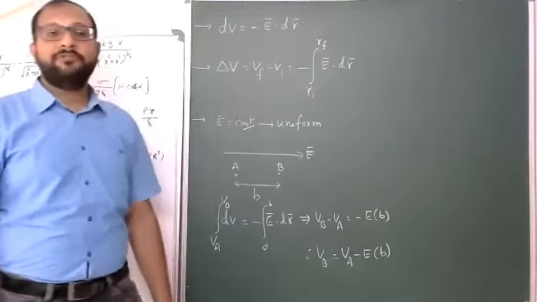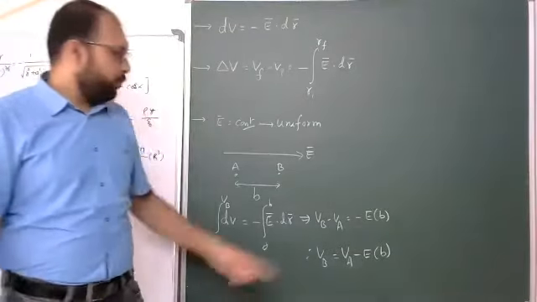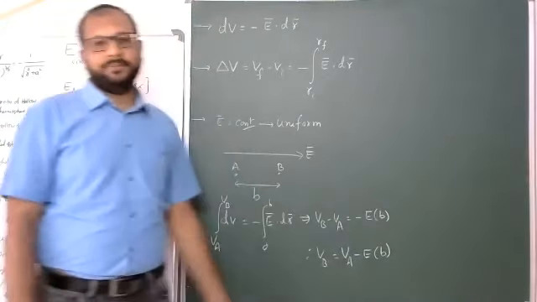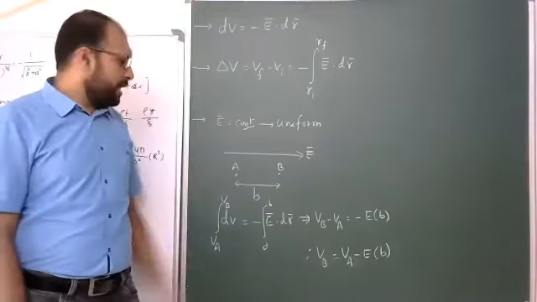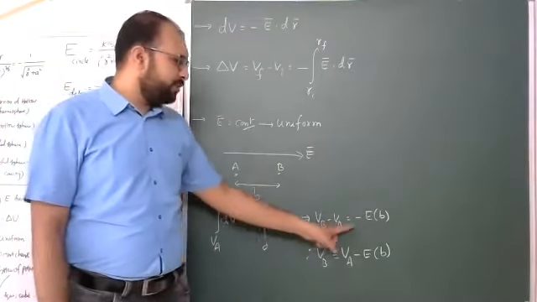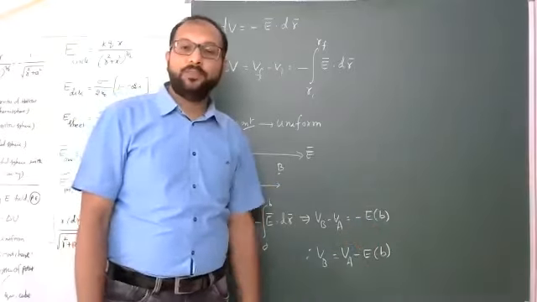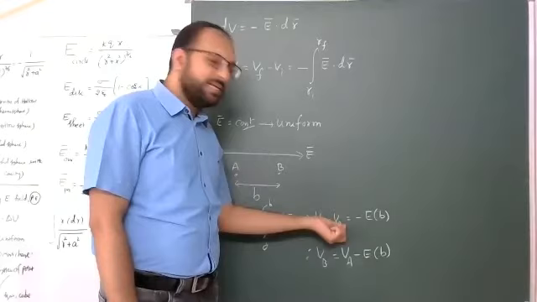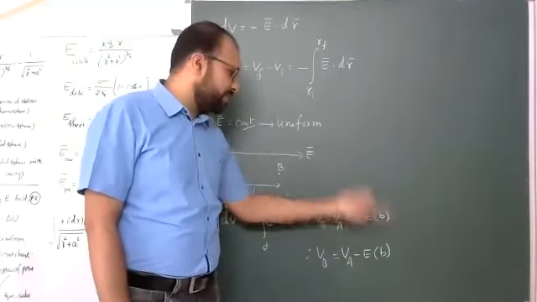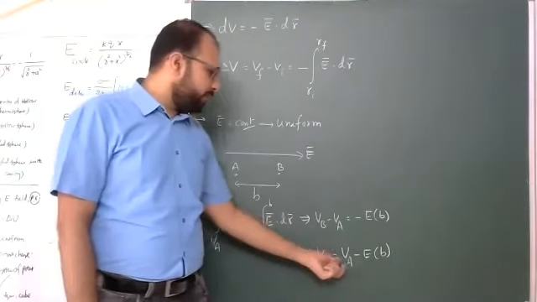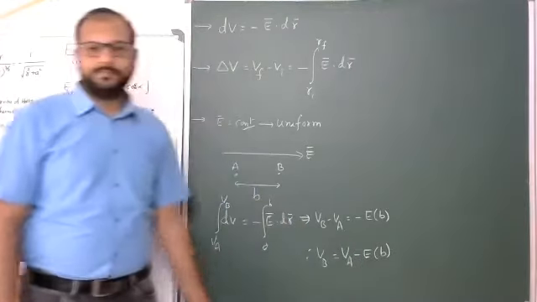Minus EB after integration. Now we got the expression minus EB. Now this is nothing but VB minus VA. VB minus VA equal to minus E into B. Potential at point B minus potential at point A equal to minus EB, students. Now potential at point B equals VA minus EB.